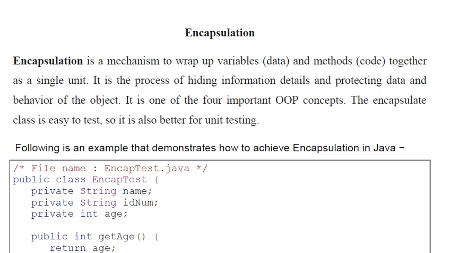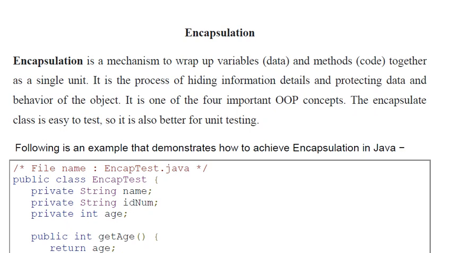Okay, so we can define encapsulation as a mechanism to wrap up variables and methods together in a single unit. That single unit may be your class, where you can combine both data members and the methods.